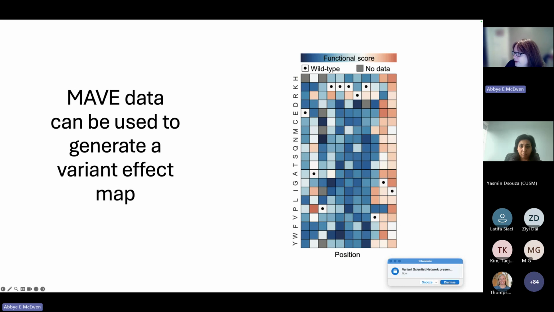So the end result of one of these large multiplexed assays is essentially a variant effect map. Every possible variant will get a functional score, so you can see at a glance which variants are tolerated and which break protein function. So you can think of this as basically a lookup table for protein function.